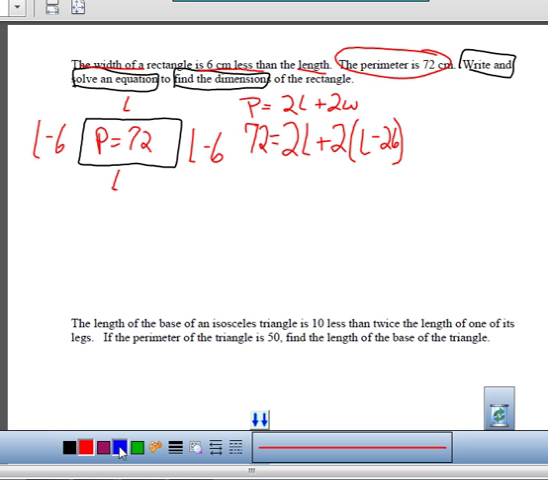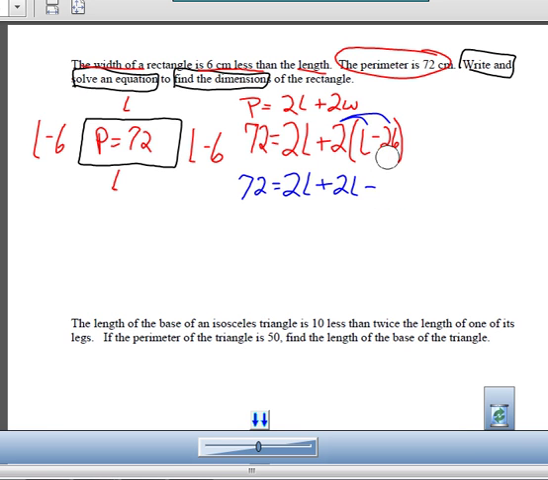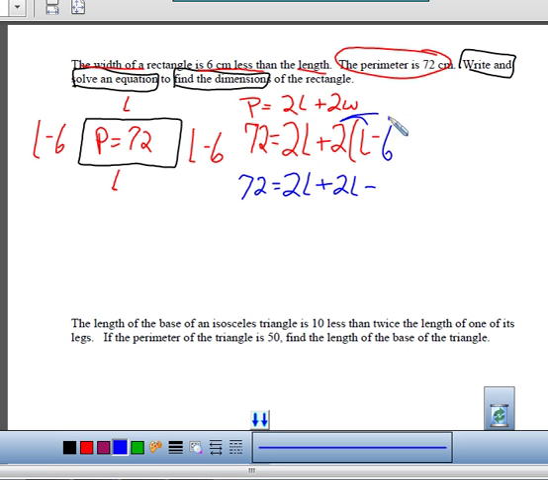And you can distribute that 2. And when you do, you get 2L plus 2L minus... sorry, that's not a mistake. I know. That's supposed to be just 6. I'm not sure why I wrote 26. So it should be 2 times 6, minus 12. Okay. So now combine like terms.